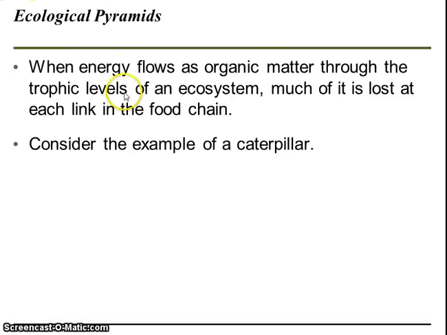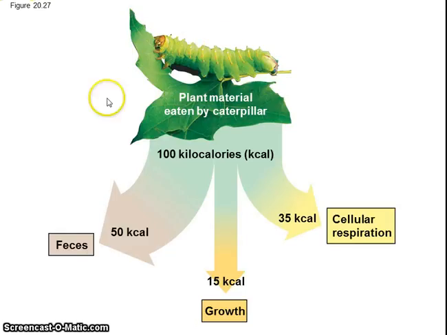Ecological pyramids, like food chains, show us the energy flow. So for example, this caterpillar is eating plant material, so it's taking in energy from the plant. And where does that energy go? Well, most of it is excreted as feces. 35% goes to cellular respiration to make energy and do normal cell work, and 15% is for growth. So out of 100 kilocalories it eats, only up to about 15 is for growth.